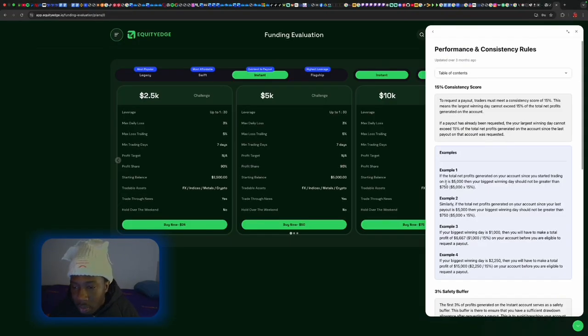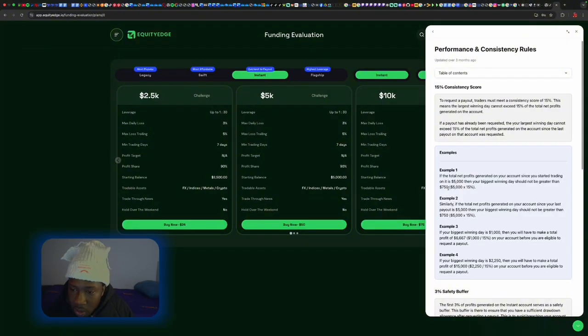Let's see the example. If you have a total net profit generated on your account since you started trading on it, let's say you are starting trading on a 5,000 account, then your biggest winning day should not be greater than 750. 15% of 5,000 is 750.